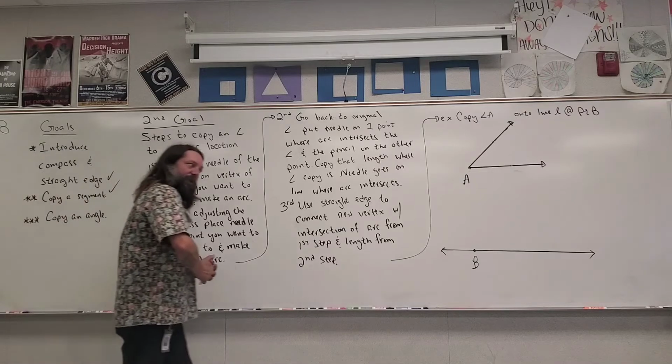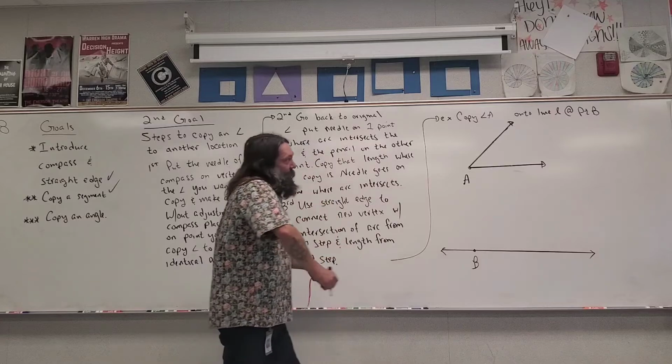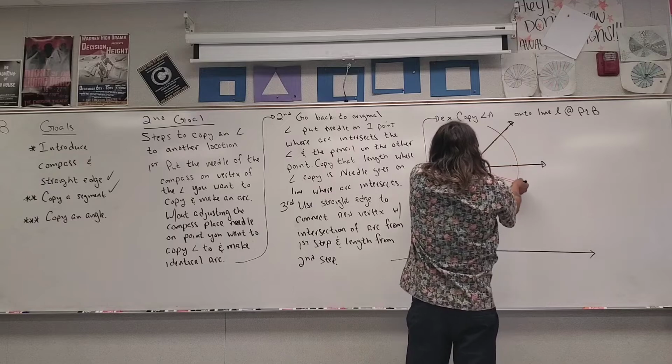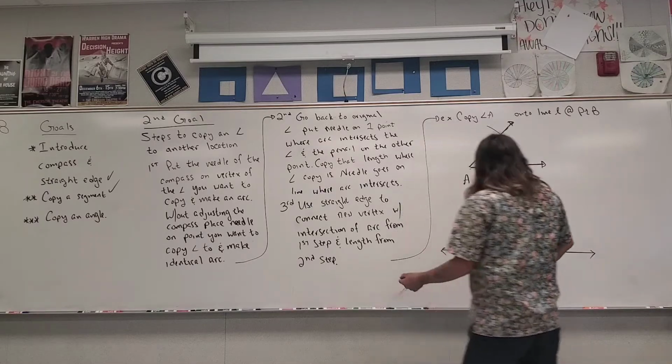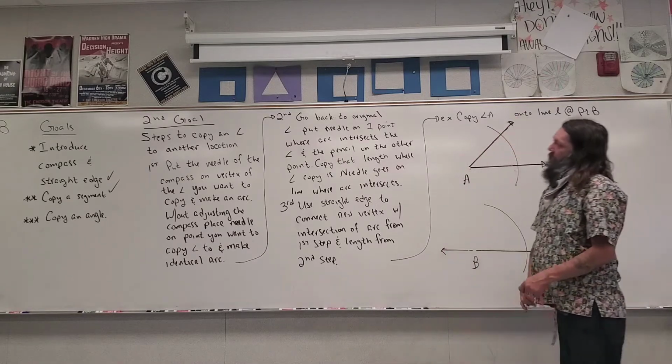So I will do that first step. The first step is I want to make an arc, put the needle on the vertex, make an arc. Without adjusting the compass, make an identical arc. Make the arcs go just as far up as they do. That was the first step.